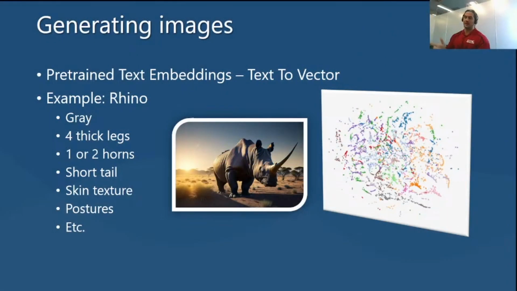So now let's put this all together, right? Let's say we type in some text and say, "Hey, we would like to create a rhino." How does it know what a rhino looks like? It might have been trained on some images of rhinos, but maybe not. Is it still able to create a rhino if it has never seen a rhino? The answer is yes, right? It depends on the training.